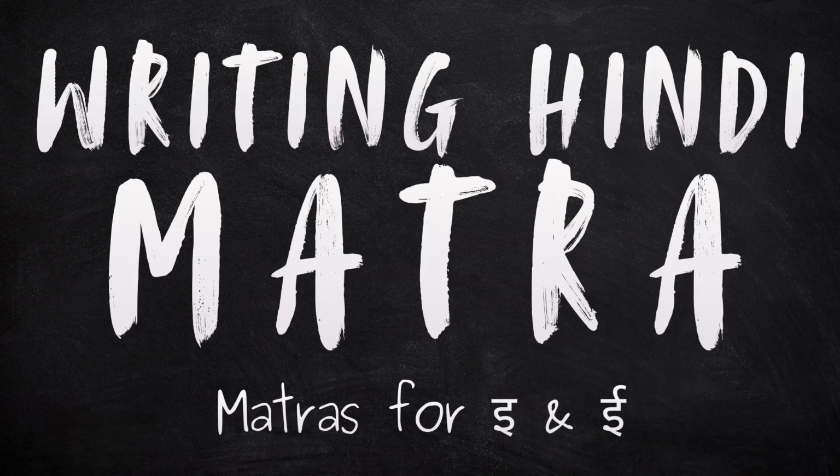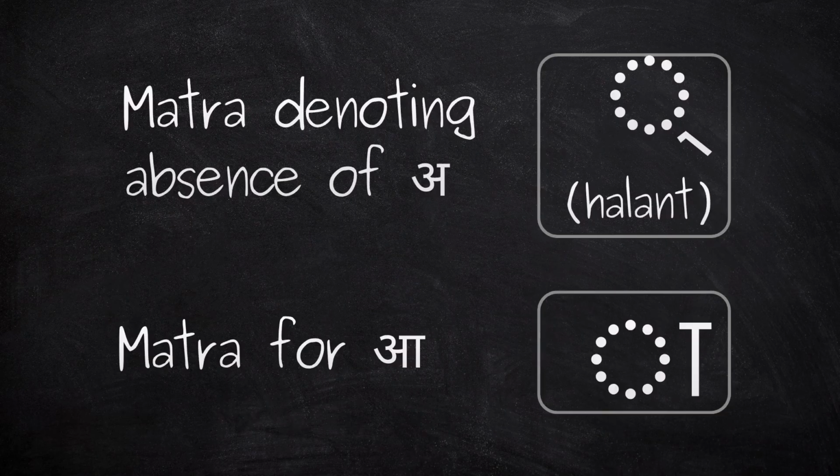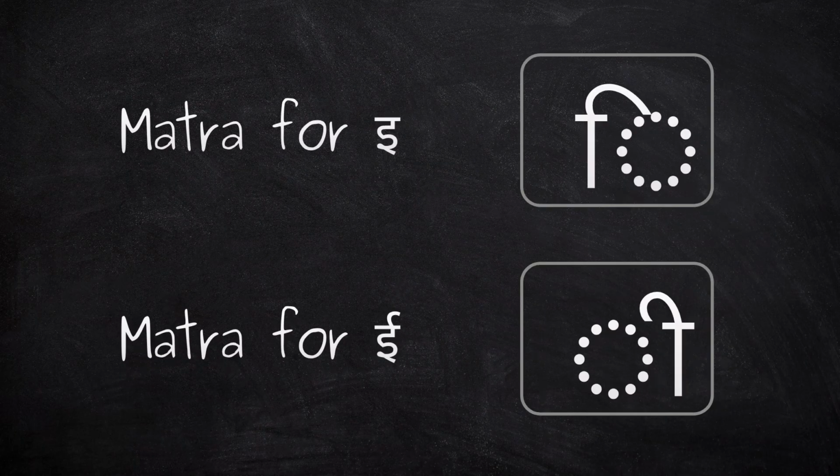In the previous lesson, we started with the matras. And what is a matra? It's basically the dependent form of the vowel, and when we write it, it is a sign that gets attached to a consonant and then it modifies the sound. The two matras that we saw in the last video were halant, which is the absence of the vowel a, and the matra of the vowel a, right? Today we are going to learn how to write the matras for choti e or i and badi e.